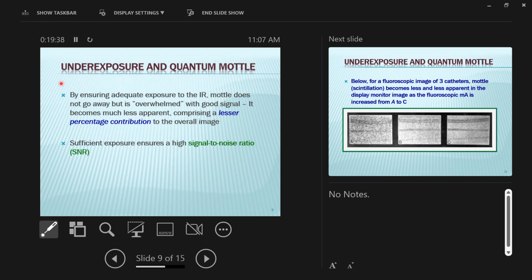So you want to ensure adequate exposure to the image receptor. Said in another way, we want good signal, right? We want enough signal reaching the image receptor. Good signal. We get a lot of mottle with insufficient signal, yeah, because of either insufficient kV or insufficient mAs, right?